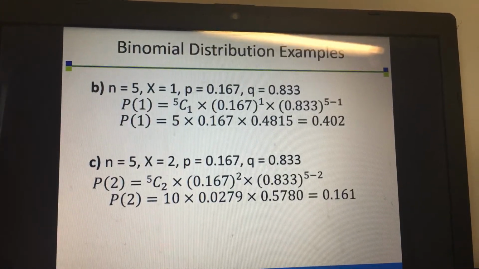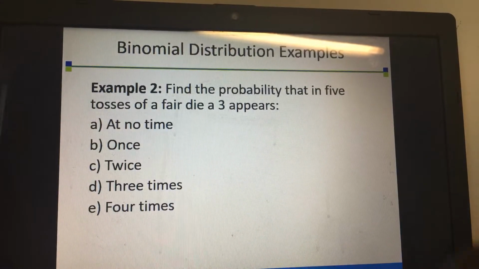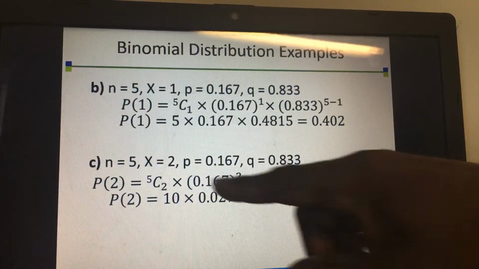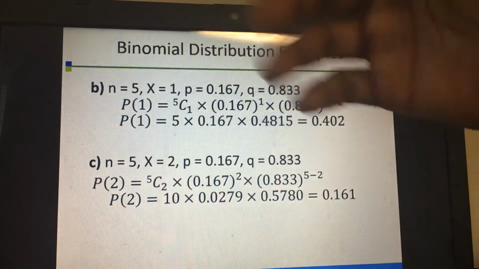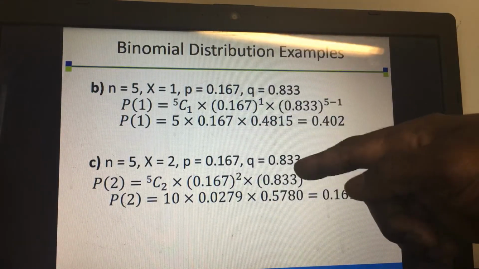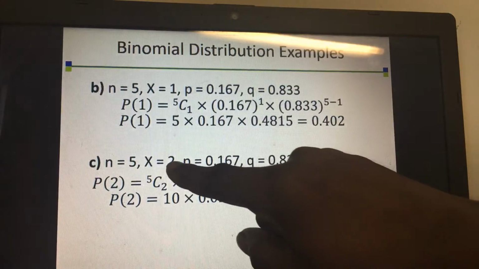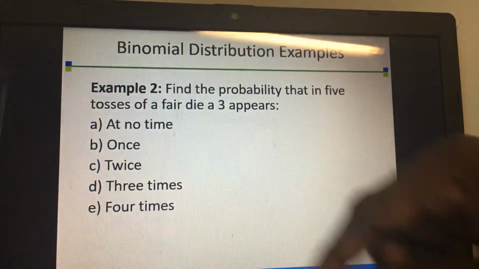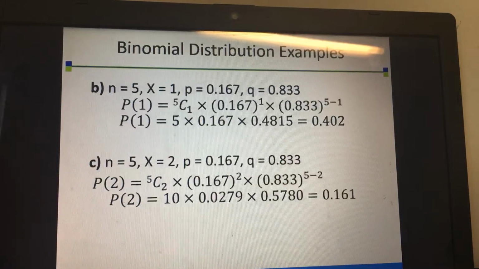All right. Now, part C says twice. Again, everything stayed the same. N is 5, P is still 0.167, and Q is still 0.833. The only thing that changes is x, which is 2, because it says a 3 appeared twice.